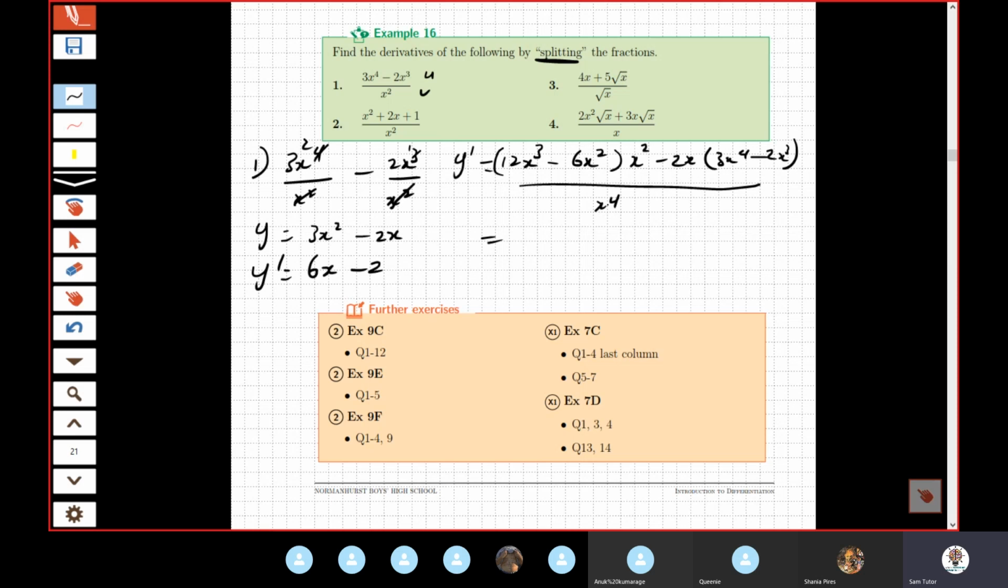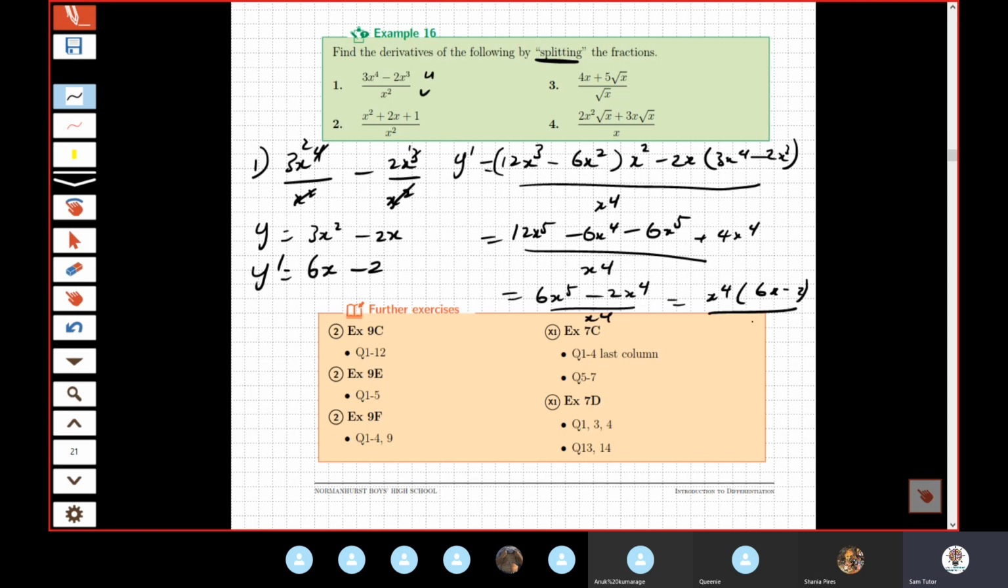So actually, I will expand and then factorize. So this will give me 12x5 minus 6x4 minus 6x5 plus 4x4 all over x4. 12 take away 6 is 6x5, minus 6 plus 4 is negative 2x4 on x4. Then you factorize your x power 4 out. You're left with 6x take away 2 on x power 4. These cancel out and you are done.